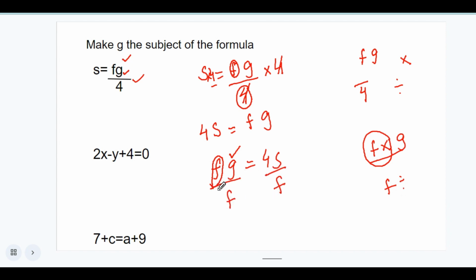We have done this in detail in the last lesson, so that's why I'm going so quickly. So now f and f will be cancelled. We will be left with g, and your answer will be equal to 4s divided by f. You can see now g has been changed into the subject. This question you can do yourself.